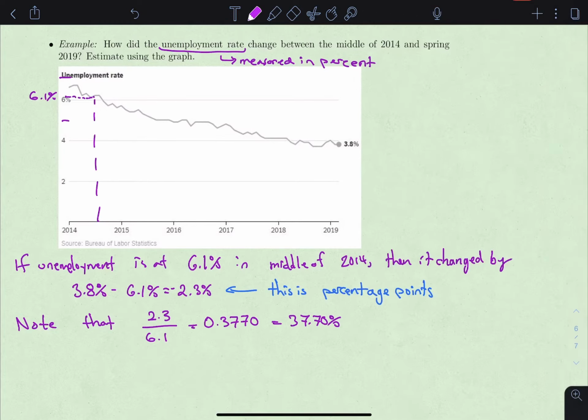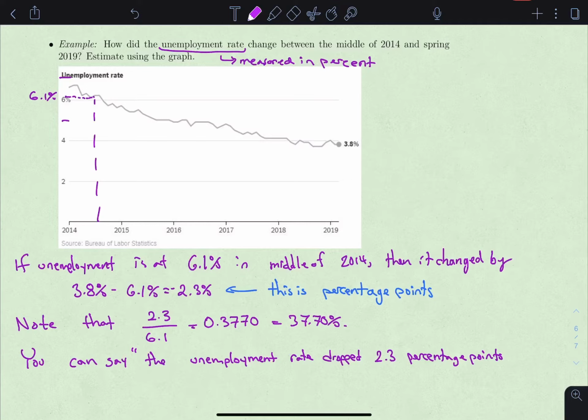So you can say accurately the unemployment rate dropped 2.3 percentage points, or the unemployment rate dropped 37.7%. And both are right.